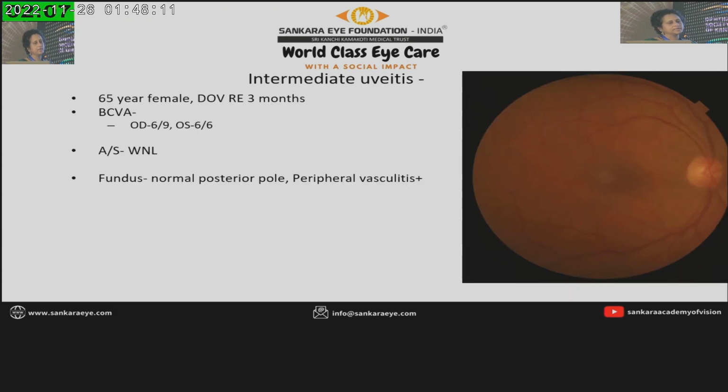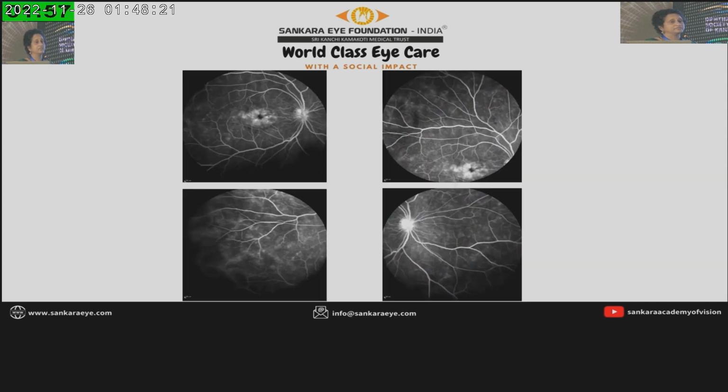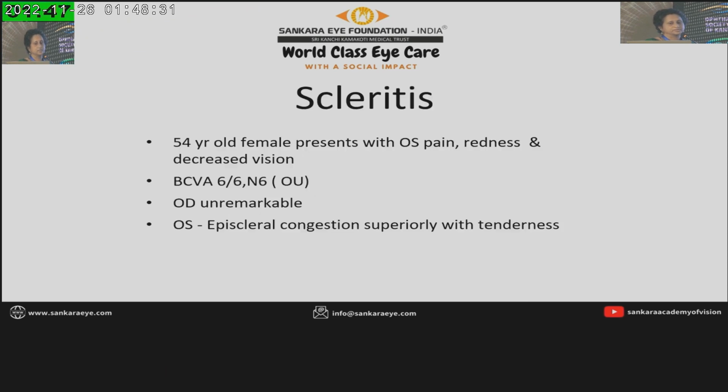Intermediate uveitis: sometimes, if you see the fundus, it's absolutely normal. Vision is just 6/9. So we always wonder, do we use oral steroids in this patient? But FFA is showing significant leakage, cystoid macular edema, and capillary leakage. So these are the patients in whom we know we have to use oral steroids to bring down the inflammation so that it doesn't progress further.